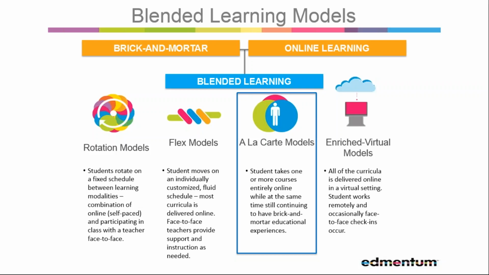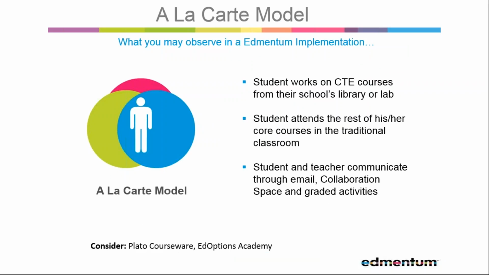So in the a la carte model, a student takes one or more of these courses entirely online, while at the same time continuing to have that brick and mortar educational experience, working with those educators in one-to-one settings. For a lot of folks, this could look like a credit recovery lab, for instance. It can look like an opportunity for students to earn first-time credit acquisition, but also take their regular schedule of classes in the high school. Lots of options from this a la carte model, but I think it's a great way for sites to start implementing this blended learning aspect in their classroom.